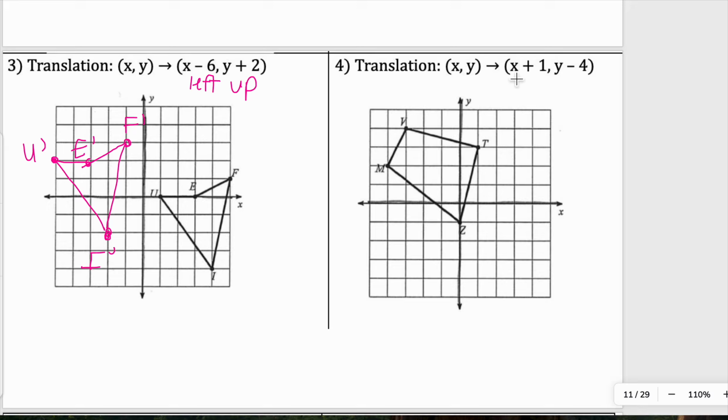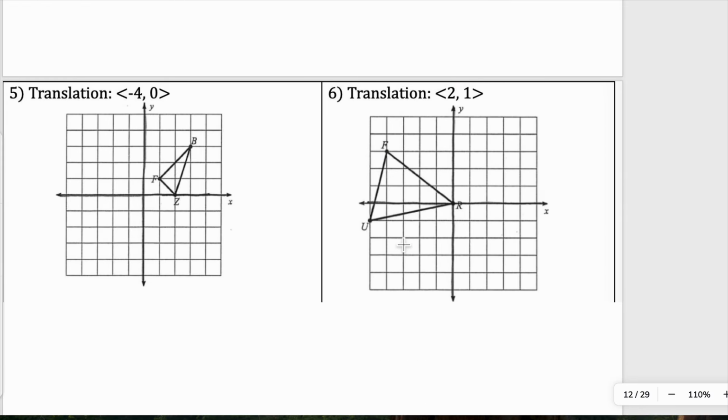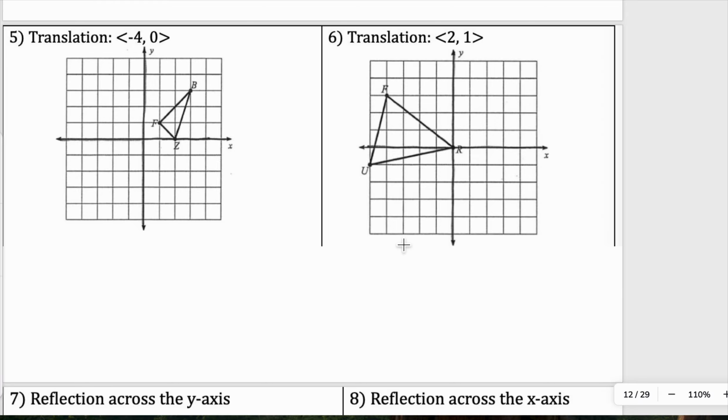Next up, we have another algebraic rule. This means I'm going to be going to the right 1 and down 4. So starting with letter T, right 1, down 1, 2, 3, 4. So T prime here. Z prime to the right 1, down 1, 2, 3, 4 on the very edge. M prime to the right 1, down 1, 2, 3, 4. And then V prime to the right 1, down 1, 2, 3, 4. Again, as you're doing these shapes, we're not changing the size or shape of them. We are just moving them. These are rigid motions. And then the last 2 translations are just using vectors.